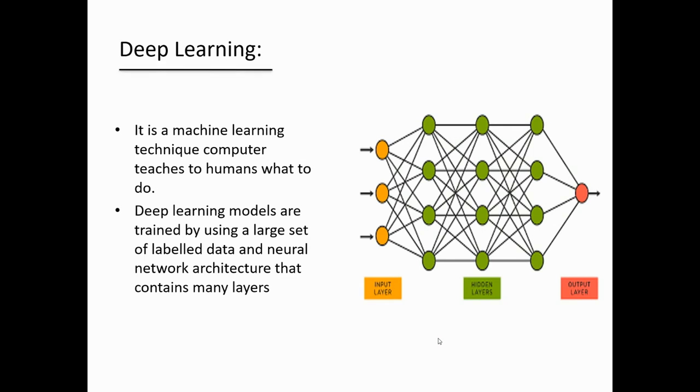We are going to describe deep learning. Deep learning is nothing but teaching the machine how to learn things like a human being. Generally a neural network consists of three things: one is the input layer, another is the hidden layer, and another is the output layer.